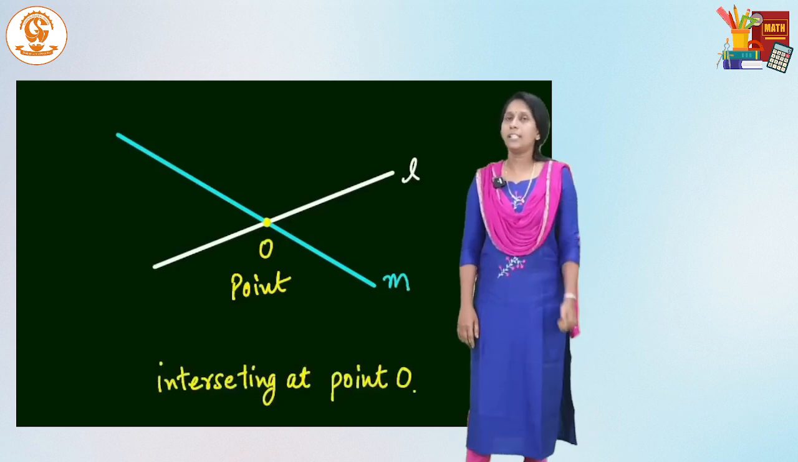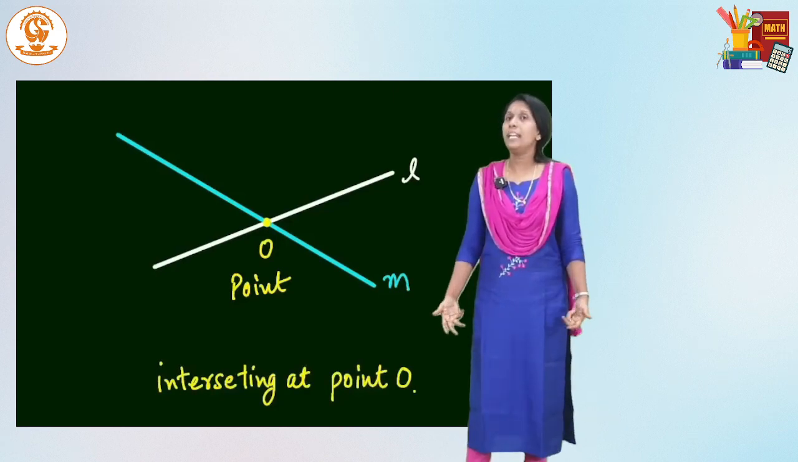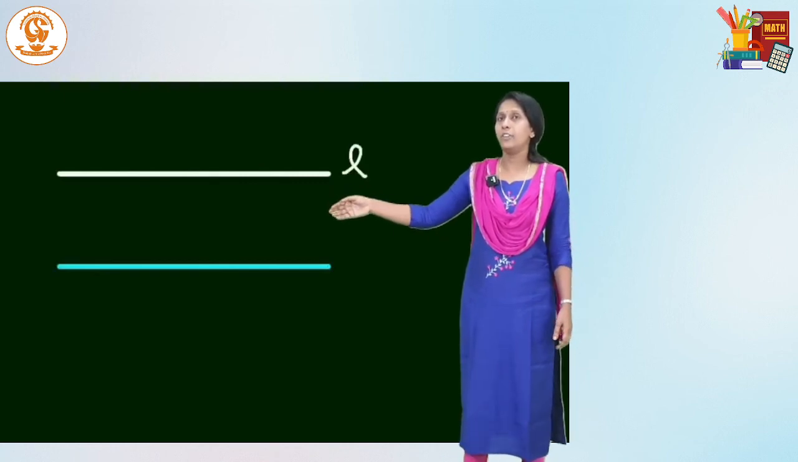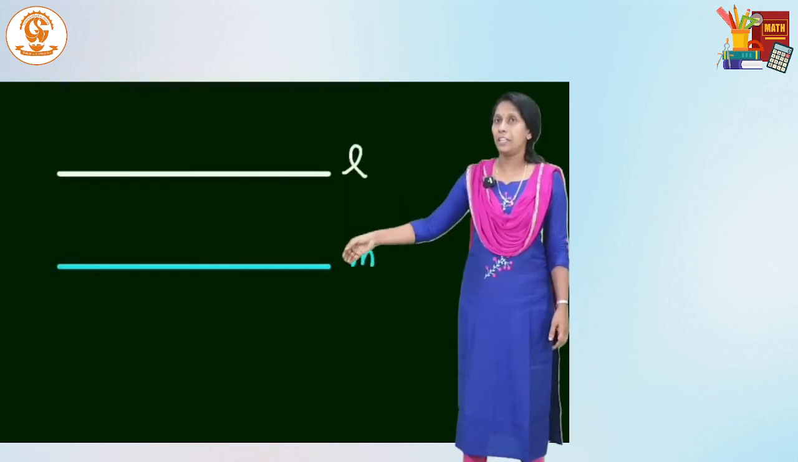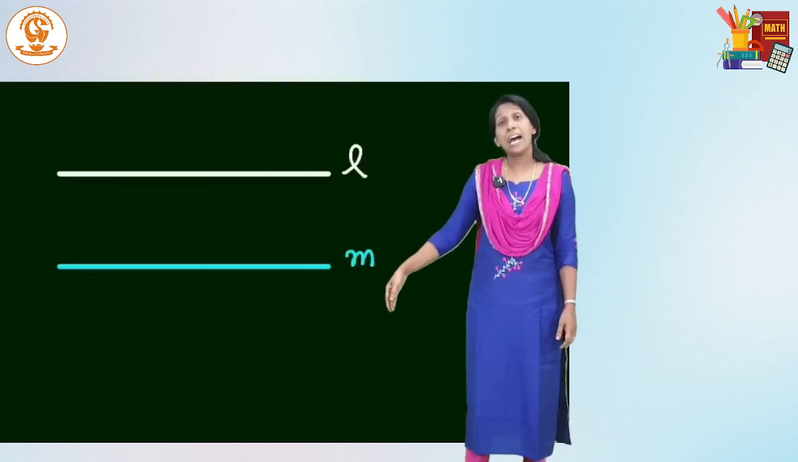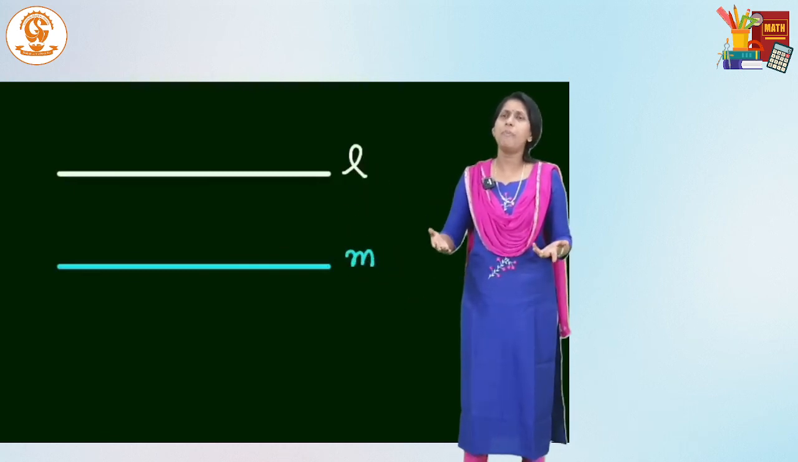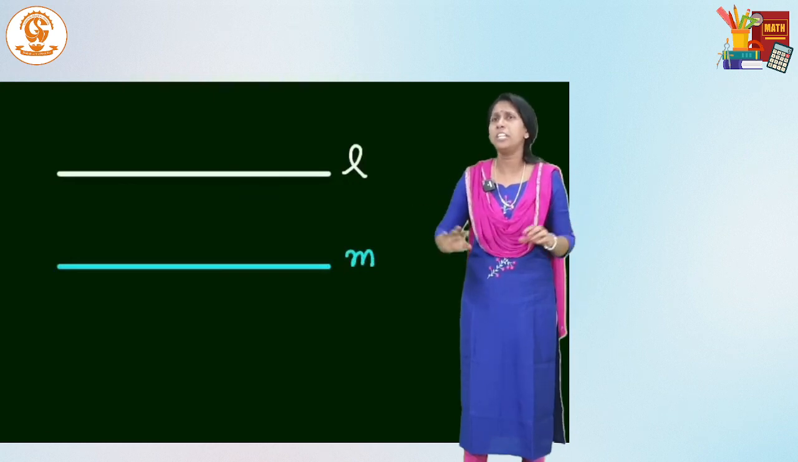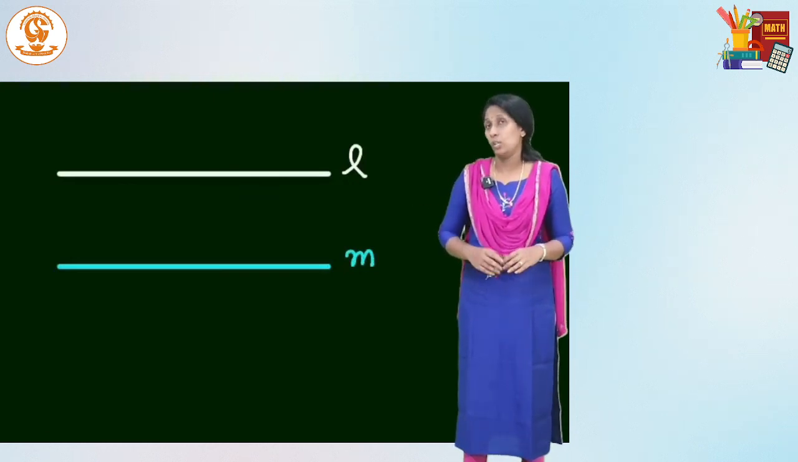And what about the second case? The two lines, if they are drawn like this, are parallel lines, as seen in the figure. Can you see L and M? These two lines are parallel. And what is the meaning of parallel lines? They will never meet at a point, isn't it? So what is the meaning?